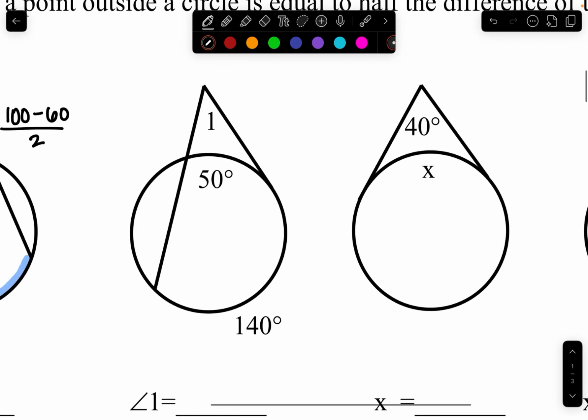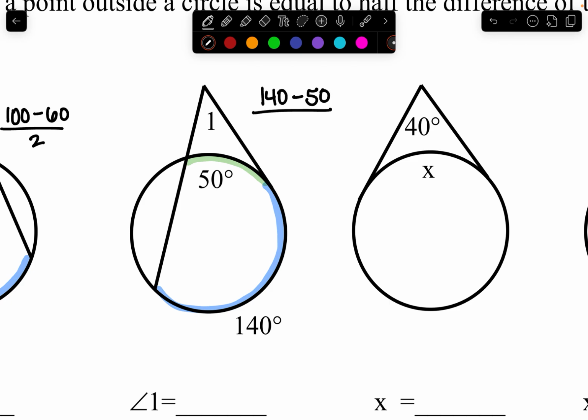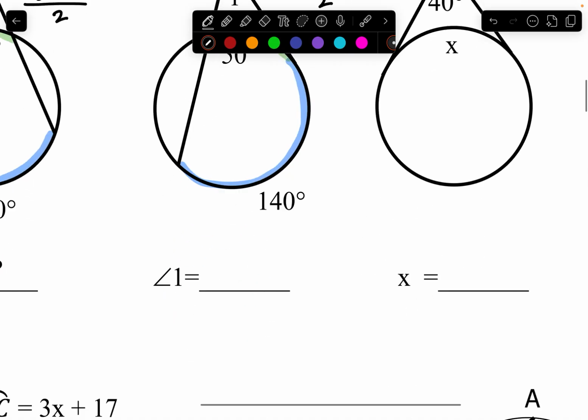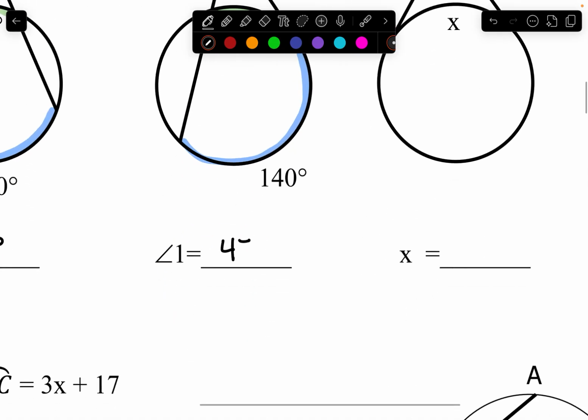When I look at this example here, again, it's the same thing. I need this arc, and then I need this arc. I don't need the other part of the circle because that arc is not created by the 2 lines that I have. So I have 140 minus 50 divided by 2. And I get that angle 1 is going to be 45 degrees.